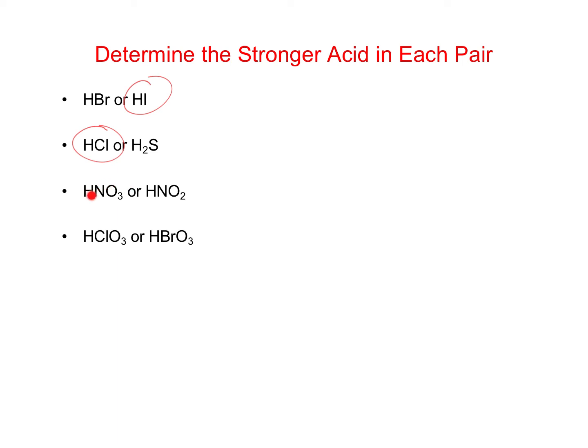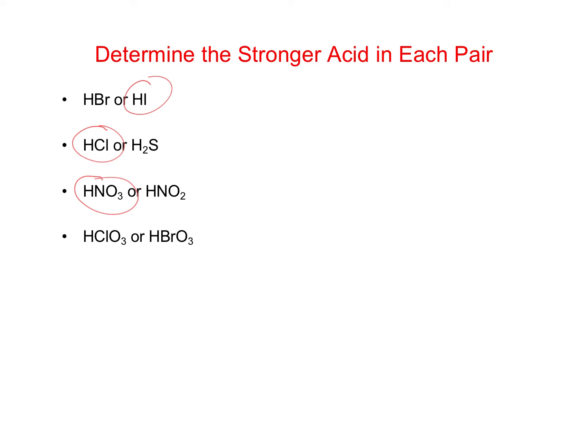Alright, now we have nitric acid and nitrous acid. These are oxyacids. The central atom is the same, so I don't have to worry about the electronegativity of the central atom. The only difference here is the number of oxygens. So more oxygens means HNO3 is more acidic than HNO2.